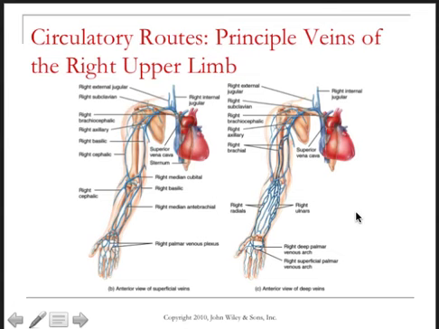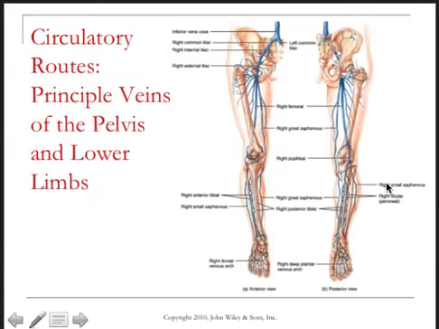And if we look at the deep veins, what we see are the radial and ulnar veins, the brachial veins, okay, and then we join into the axillary, the subclavian, okay, and then we eventually join up with the jugulars, and then we join into the superior vena cava and head back to the heart.